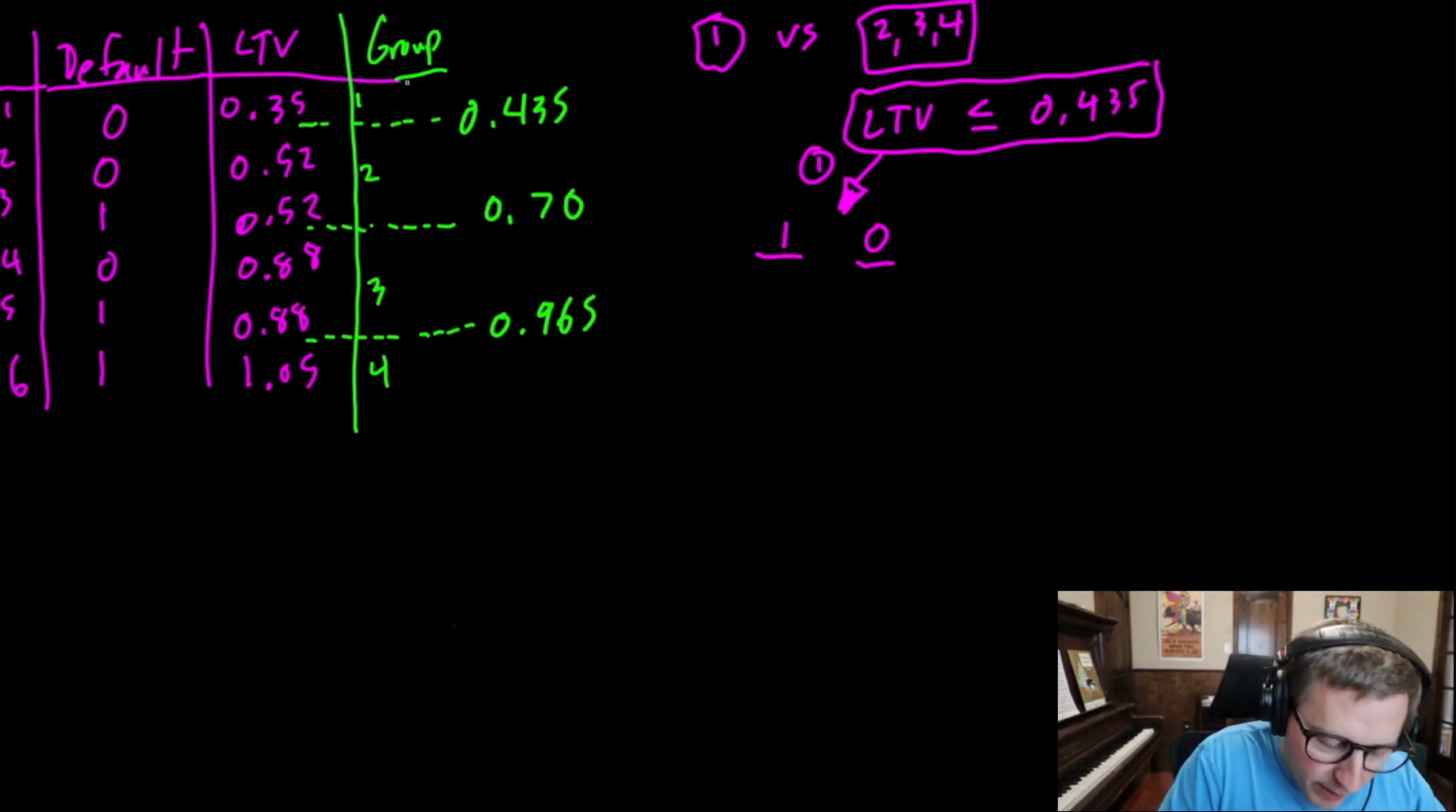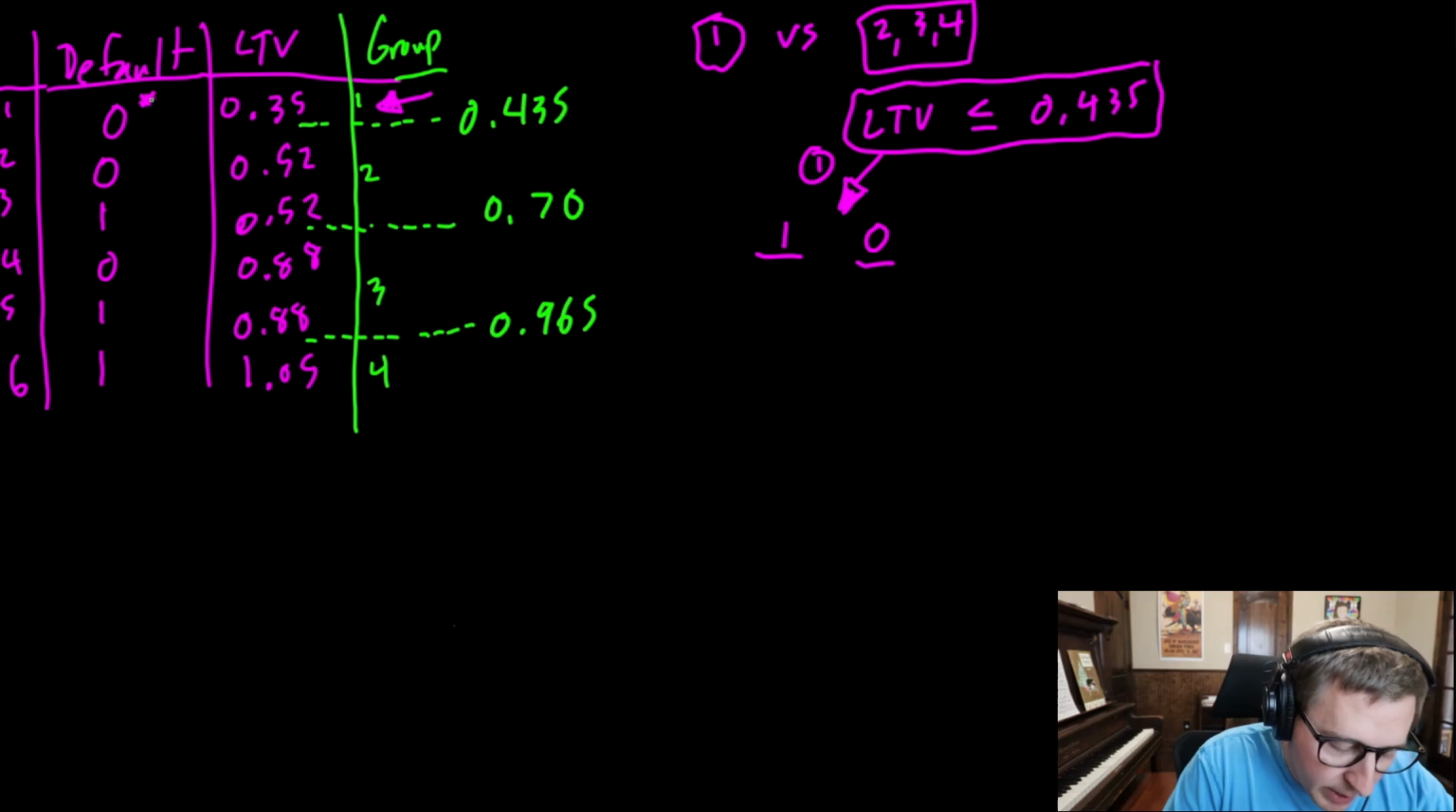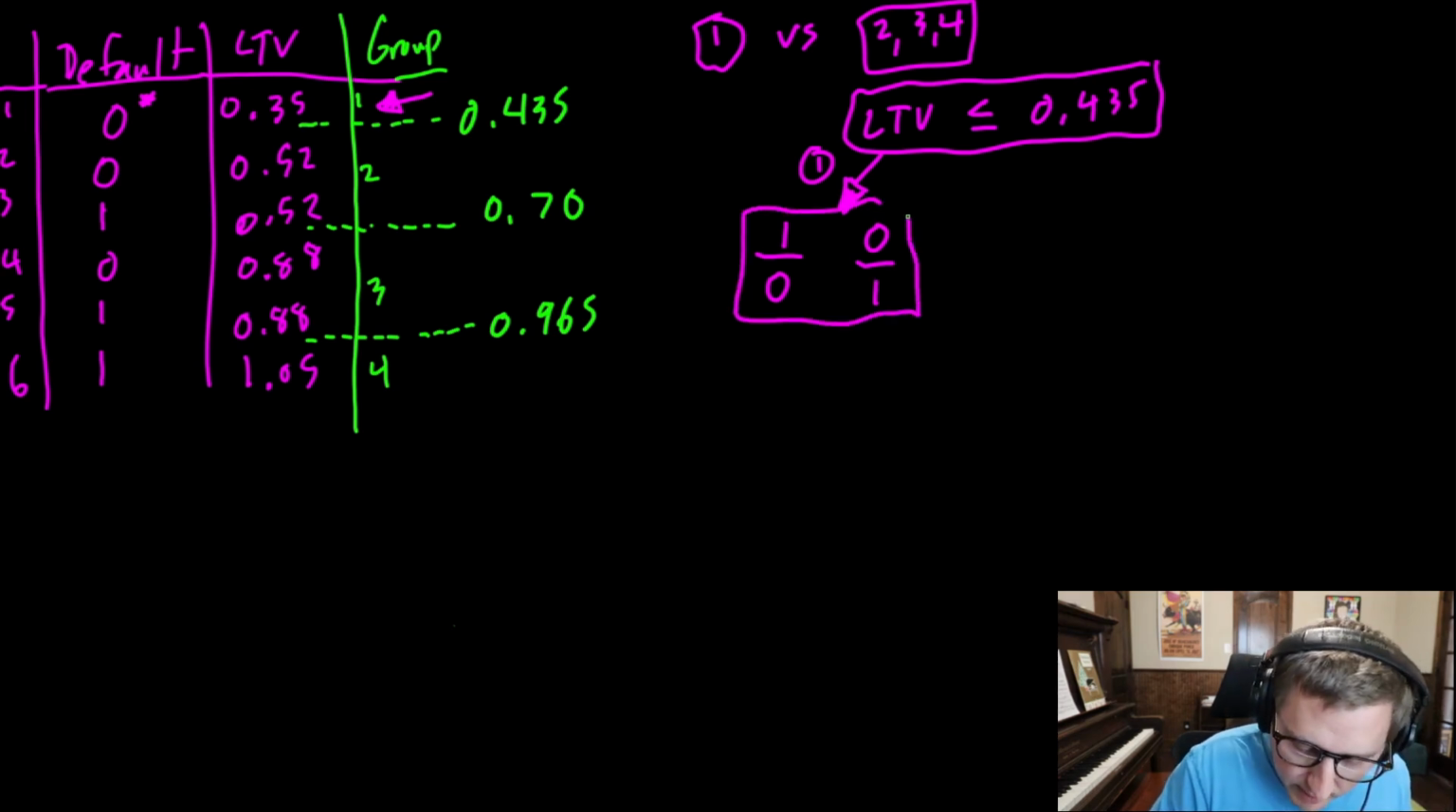So we look at group 1 up here, and right, there's only one data point there that's going to meet this rule, which is gonna be less than 0.435. And our target variable here being default is going to be 0. So we have 0 ones and 1 zero. Okay, so I'm going to put this here as a box.